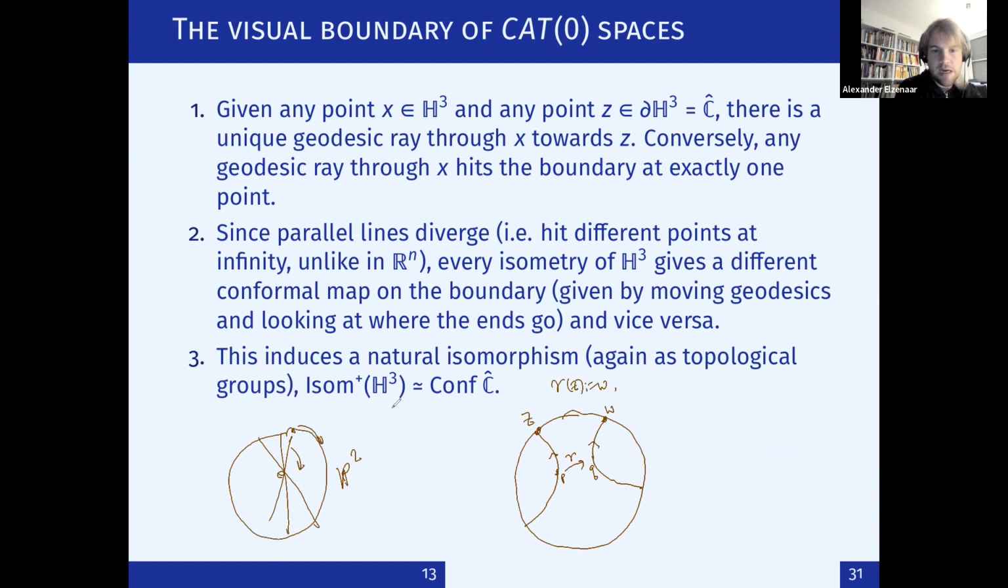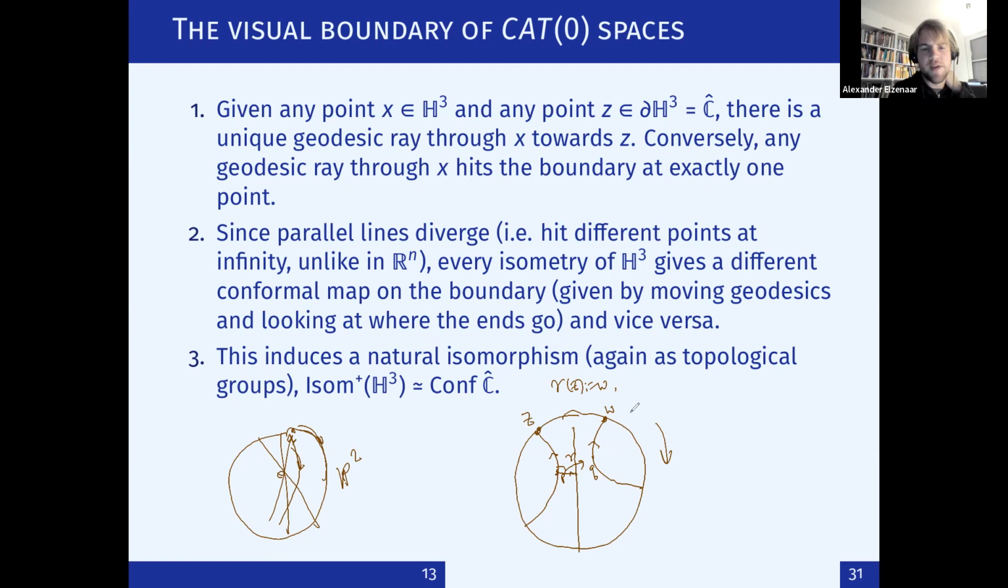The difference, though, between hyperbolic space and Euclidean space is that in hyperbolic space, parallel geodesics diverge at infinity, whereas in Euclidean space, parallel geodesics converge at infinity. And so in Euclidean space, you can't go backwards. You can't take a conformal map on the boundary and induce a well-defined unique isometry on the interior. But in hyperbolic space, given a conformal map on the boundary, you can always define a unique isometry on the interior, which induces that map on the boundary via this process.